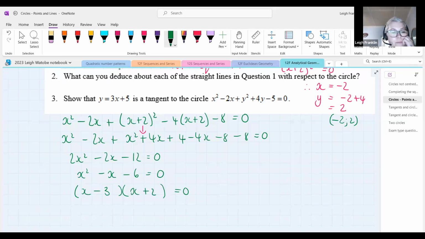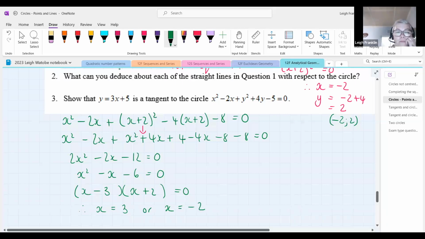Well done. x is equal to 3 or x is equal to negative 2. Yes, negative 2. Perfect. Lovely. Well done. That's really, really good.